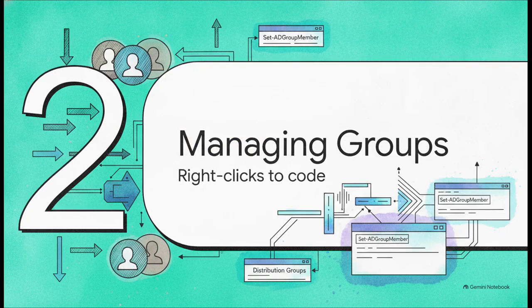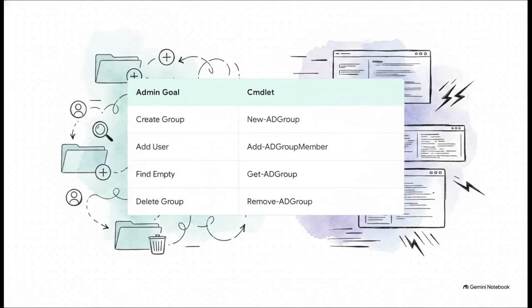Moving right along to Part 2, managing groups like a pro. This is all about directly translating those old right-clicks into clean code. You know those everyday admin goals? Chapter 8 maps them out perfectly into cmdlets. Want to create a group? Boom! New-ADGroup. Need to add a user? You just run Add-ADGroupMember. Finding a specific group is Get-ADGroup, and if you need to delete one, it's Remove-ADGroup. It's really that straightforward. These cmdlets are just direct one-to-one translations of your old GUI actions, except they execute in a fraction of a second.